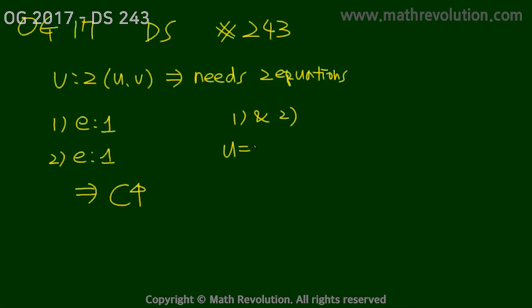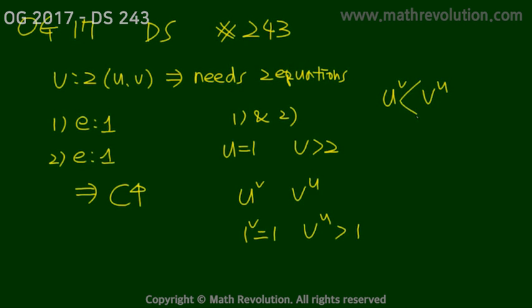We have u equals 1 and v is larger than 2. And we're comparing u to the power of v and v to the power of u. Now the first bit, 1 to the power of v, will always be 1. And then v to the power of u, v is larger than 2, so this will always be greater than 1. So overall, u to the power of v will always be smaller than v to the power of u. So this is a unique answer, which means this is sufficient. So choice C is our answer.